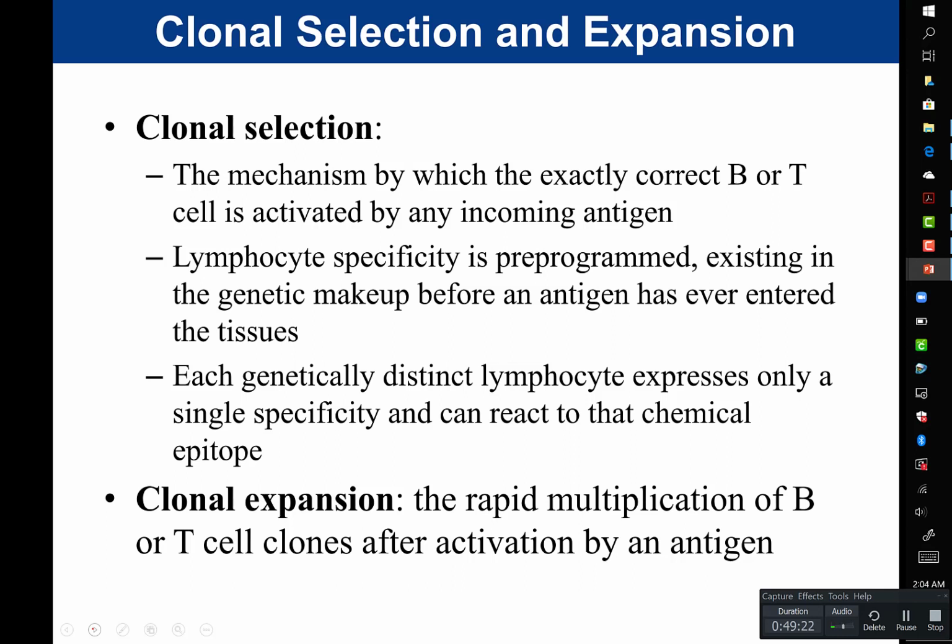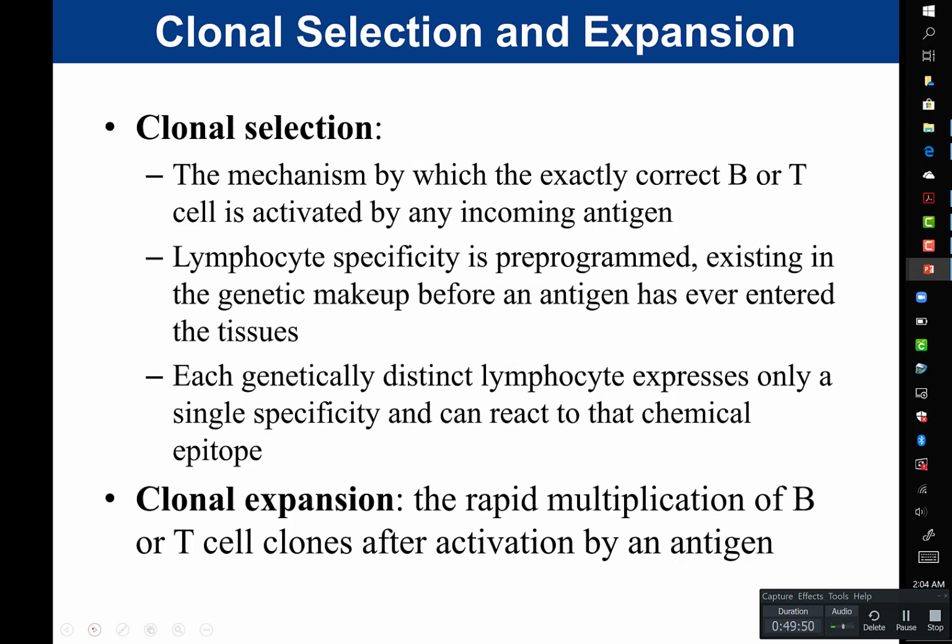Lymphocyte specificity is pre-programmed, existing in the genetic makeup before an antigen has ever entered the tissues. So what you have to think about is that this is completely random. It's not like your body comes in contact with the antigen and then makes the appropriate B cell receptor or makes the appropriate T cell receptor. That's not how this works.